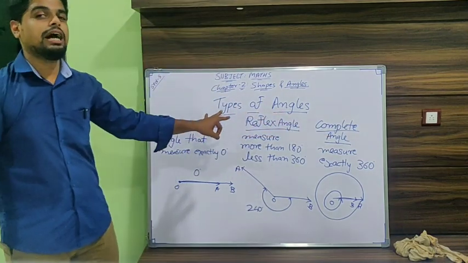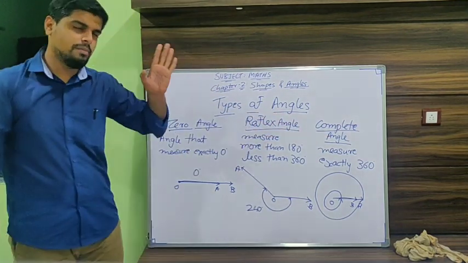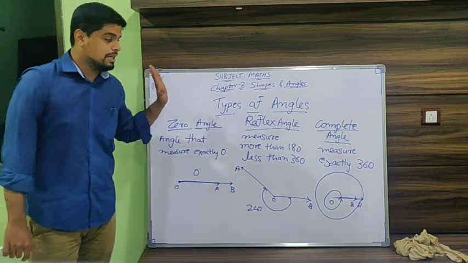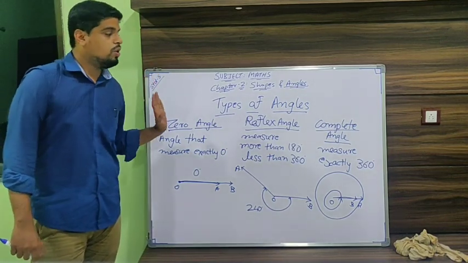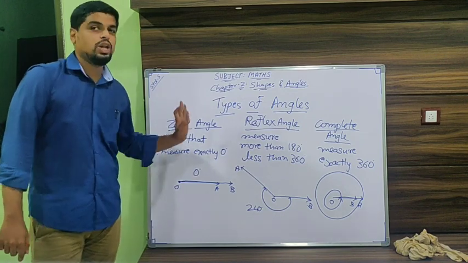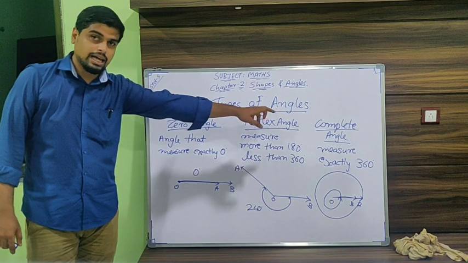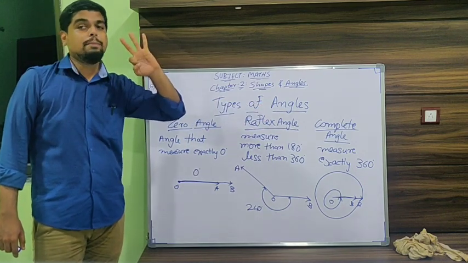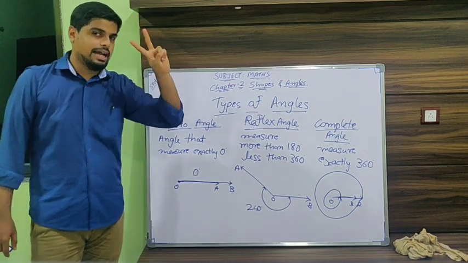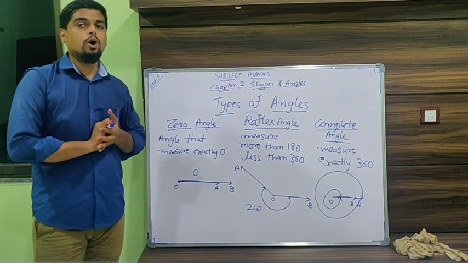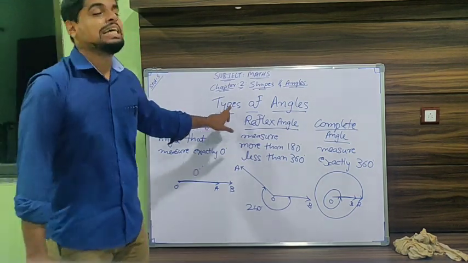So these three are the extra types. Just remember, no need to memorize, but as a student you all should know what a zero angle is, what a reflex angle is and what a complete angle is. But what are the three main types? Acute angle, right angle and obtuse angle. I hope all of you are clear with the types of angle.